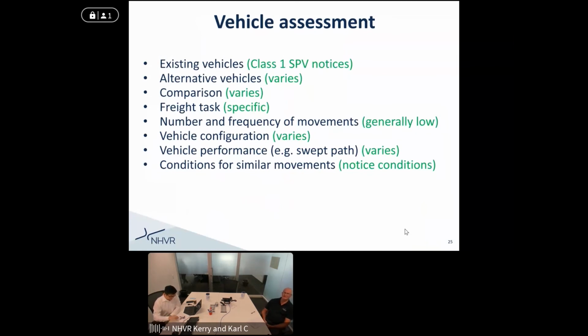So vehicle assessment. You look at the Class 1 SPV notices, if they comply with those. They're alternative vehicles, it varies. RLC, it varies. They don't actually have a freight task, they have a task, and it's usually a service task. So what they do is they will go and supply, especially with cranes, they'll go do a job and go to another job or go back home. Again, they go to site, then back, and especially with the bigger cranes, they'll go to site and stay there for 6 months and then go home.